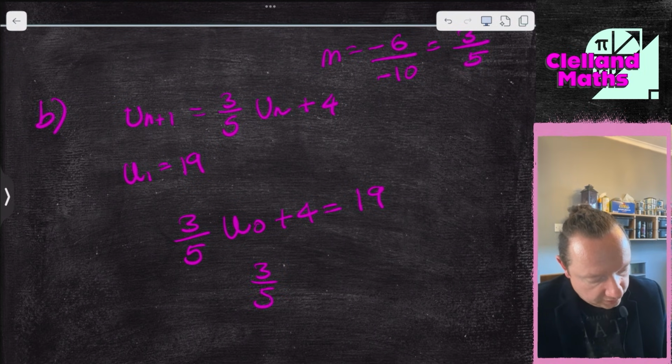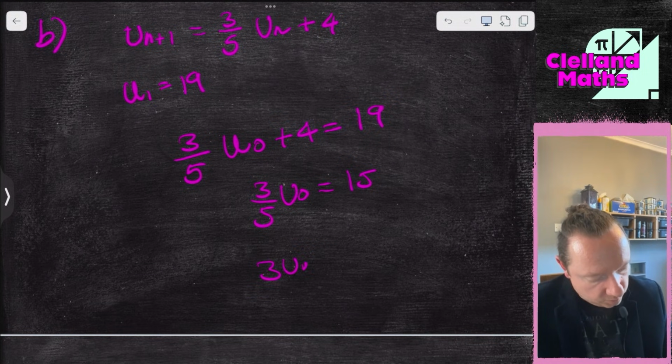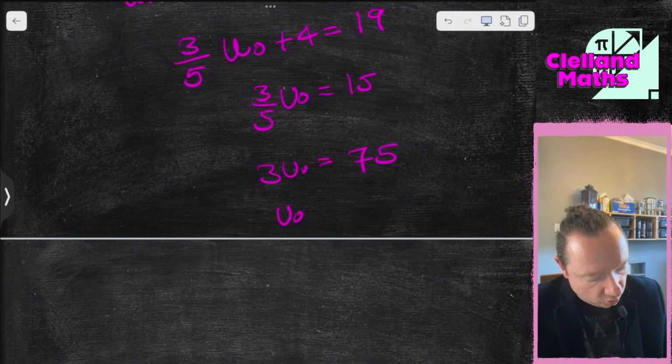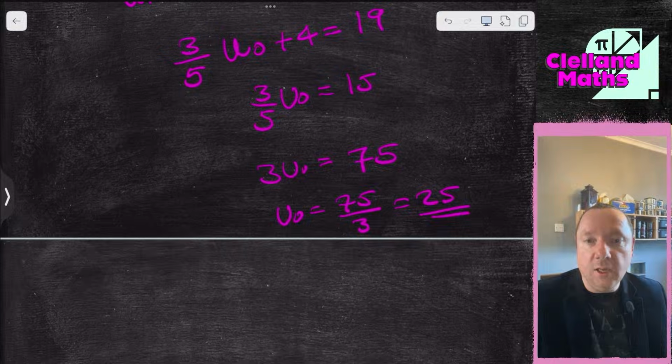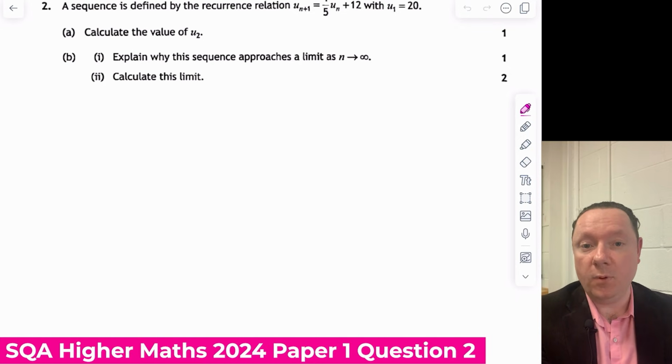So 3/5 u0 equals 15. So 3u0 equals 75, 5 15ths. So u0 is 75 over 3, which is 25. And we're done there.